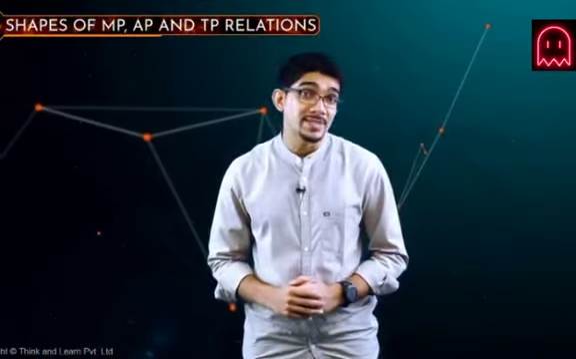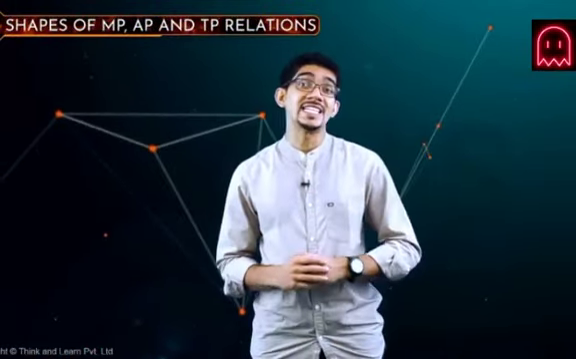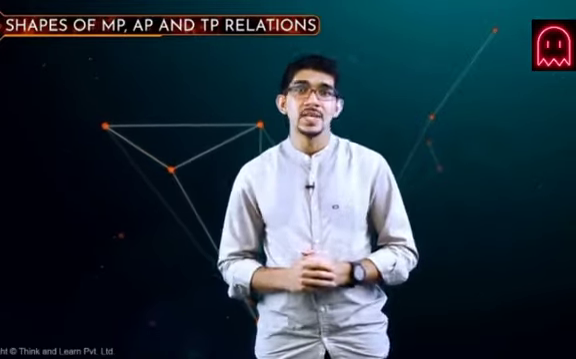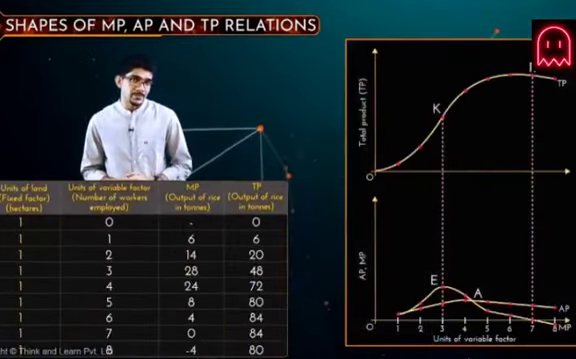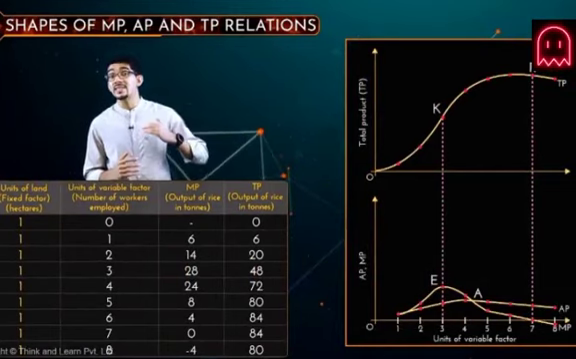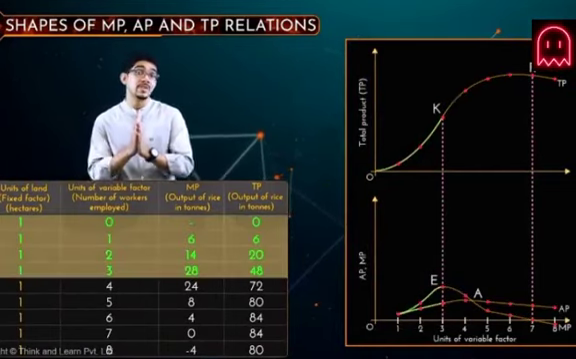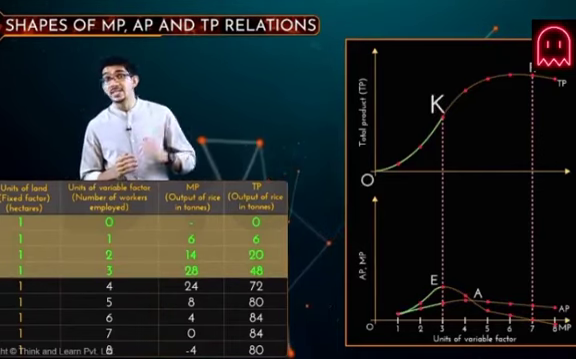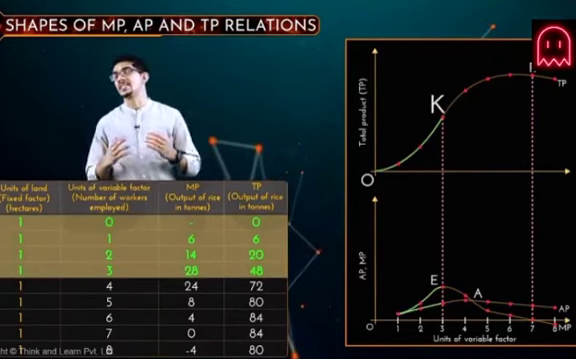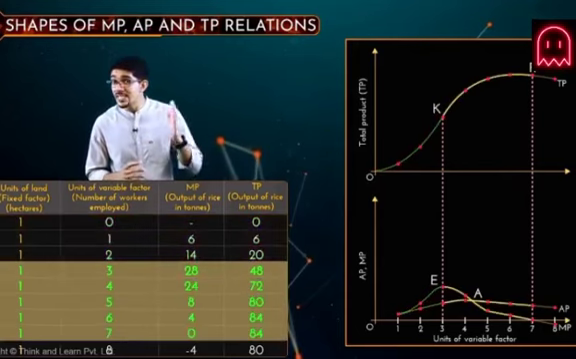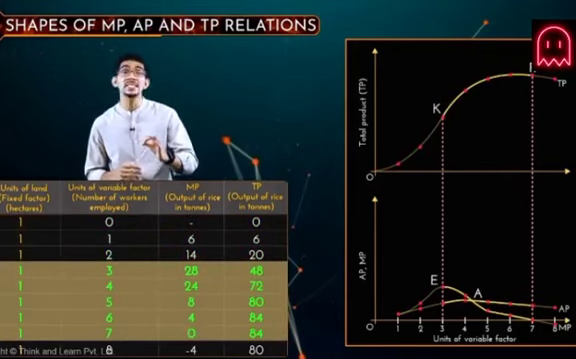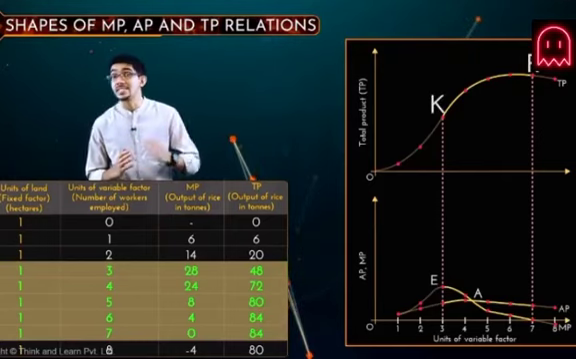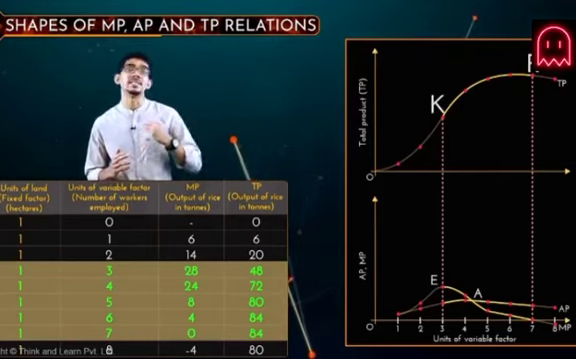Let us now explore in a bit more detail the relations between TP and MP first, and then AP and MP. See this schedule and diagram. Here, MP is clearly increasing till 3 units of labor are employed. Accordingly, between O and K, TP is increasing at an increasing rate. Between 3 to 7 units of labor, the MP is declining. Accordingly, between K to R, TP is increasing at a diminishing rate.